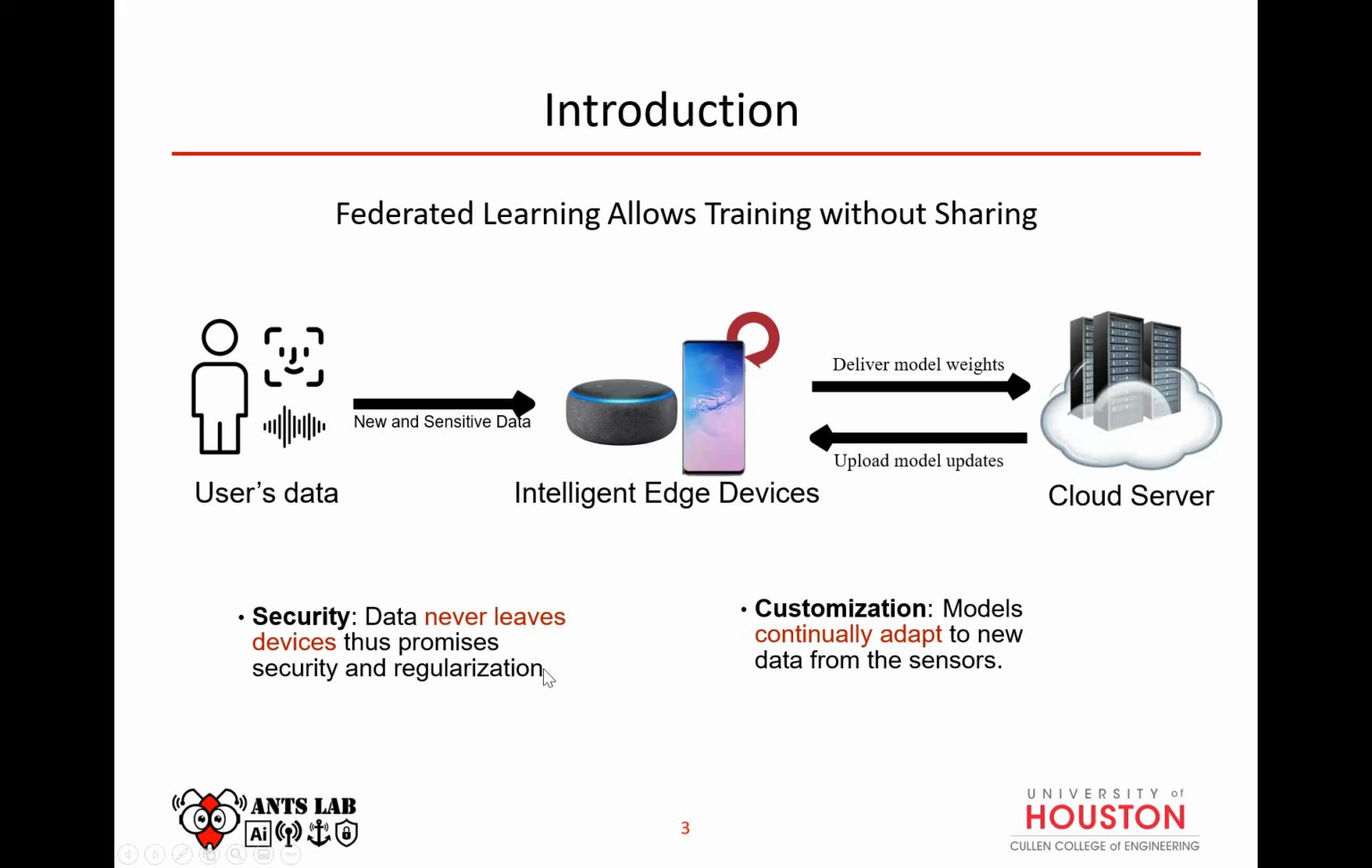The two main advantages of federated learning are, first, security, because the data never leaves the devices, and it promises this kind of security and regularization. And the other is customization, because models can continually adapt to new data coming from all the sensors. Though they are only working on their own data, the model updates are derived from several other devices' data, so it can be more customized, and hence accuracy is much better.